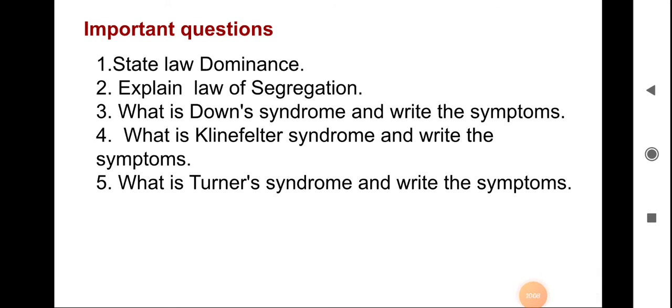So these are the important questions. This chapter actually contains a lot of questions, children. Each part of this chapter is very important. First question, state the law of dominance. Second, explain the law of segregation. That is, along with the Punnett square, you have to explain that. You have to state the law.